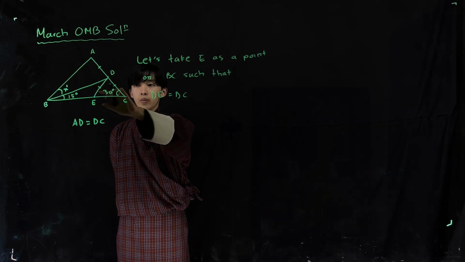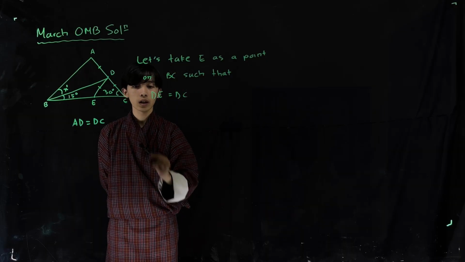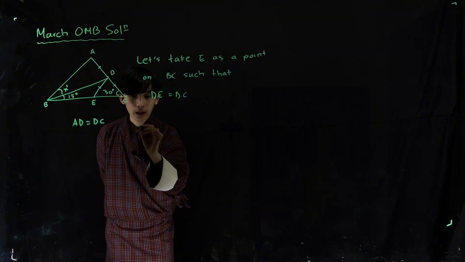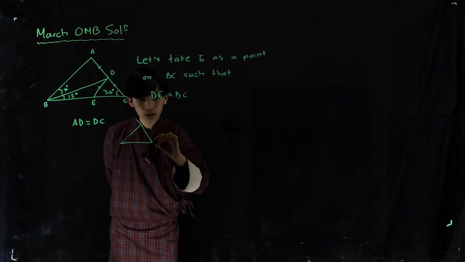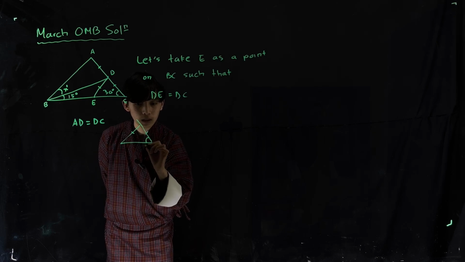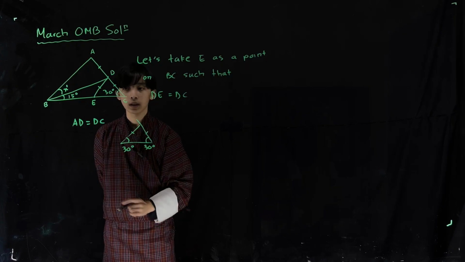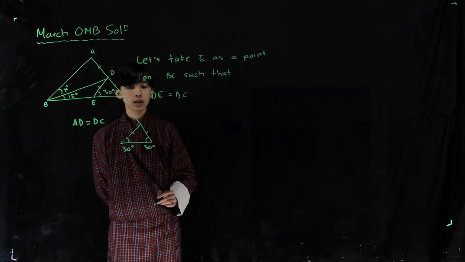Now we have two sides which are equal here, so we have an isosceles triangle. And whenever we have an isosceles triangle, the base angles will be the same. So we know that this angle is 30 degrees, so the other base angle will also be 30 degrees. So this will also be 30 degrees.